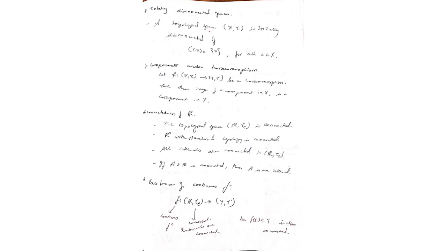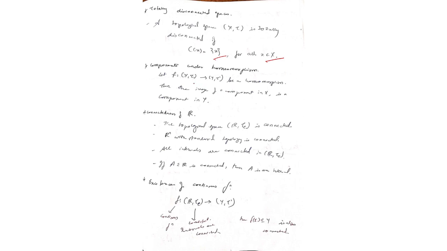Now, what is a totally disconnected set? A topological space (X, tau) is totally disconnected if the component of every element x belonging to X is only the singleton {x}, for all x belonging to X. Then we will say that the topological space is totally disconnected. Fine. Now, components under homeomorphism. How is that defined?